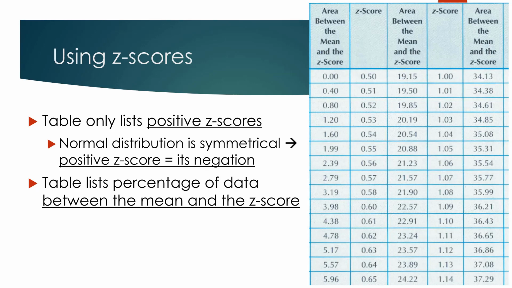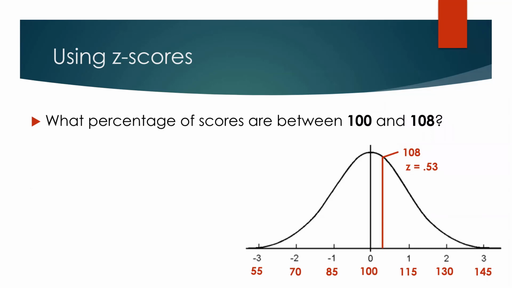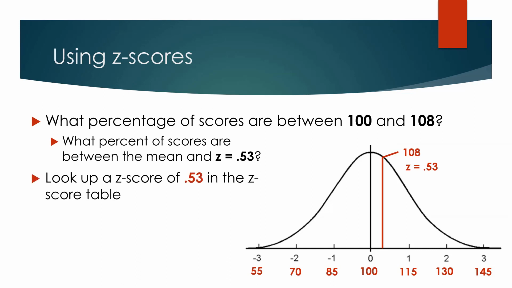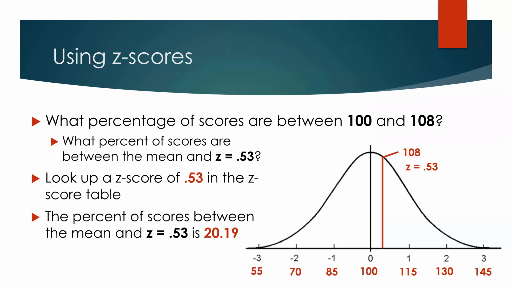So I'm beginning to tie this together, so stay with me now. What percentage of scores are between 100 and 108? Well, we know that we have a z-score of 0.53. So look up a z-score of 0.53 in the z-score table and find the percentage of data between the mean and that z-score. You should find a z-score of 0.53 and its associated percentage of 20.19. So 20.19% of the data is between the mean and a z-score of 0.53. Or in other words, 20.19% of people have an IQ between 100 and 108.